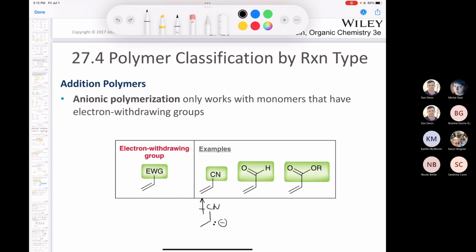What are some examples of electron withdrawing groups? These came up a lot in the chapter on electrophilic aromatic substitution. Things like a nitro group or a nitrile or anything that's got a carbonyl directly attached to it, right? We know that has a dipole going this way. So again, those would be considered electron withdrawing groups, which again are necessary in order for anionic polymerization to occur.